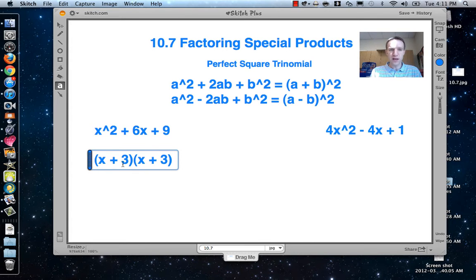So this is what I think my answer is, and I can multiply it out and see if it checks. And in the middle, I'm going to get a 3x plus another 3x. That's 6x. It does check. So this is a solution. You'll notice that you have the same binomial, x plus 3 times x plus 3.